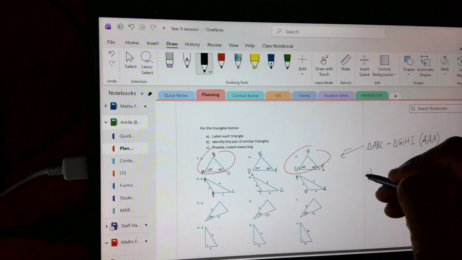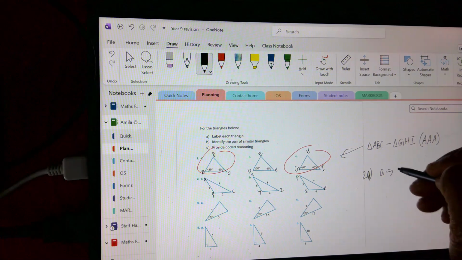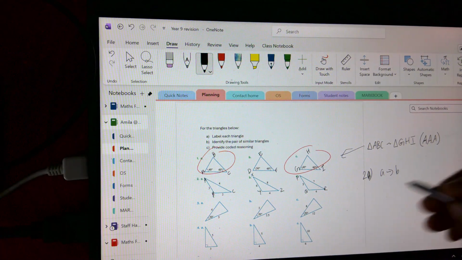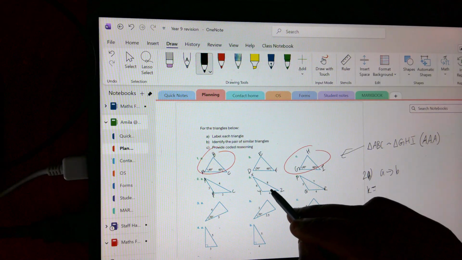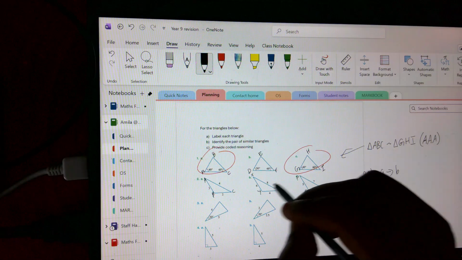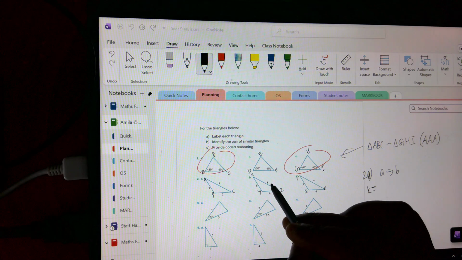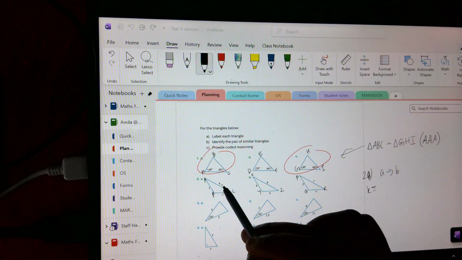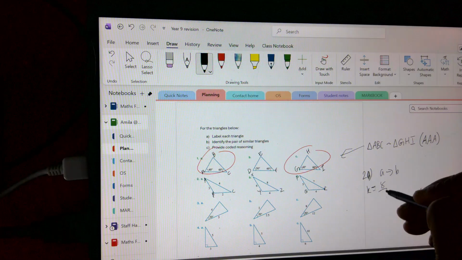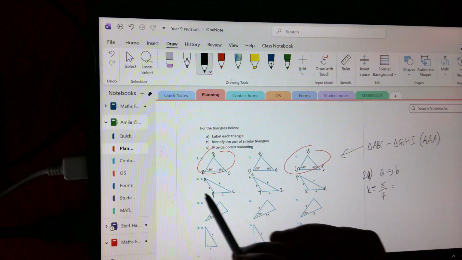So for 2A, we're going to compare A and B, and then I'm going to compare A and C afterwards. For A and B, I'm going to take the long side of B compared with the corresponding short side in A. So that 8 is the same corresponding side as 4 on A. So I'm going to do 8 divided by 4 to find my scale factor. 6 divided by 3.